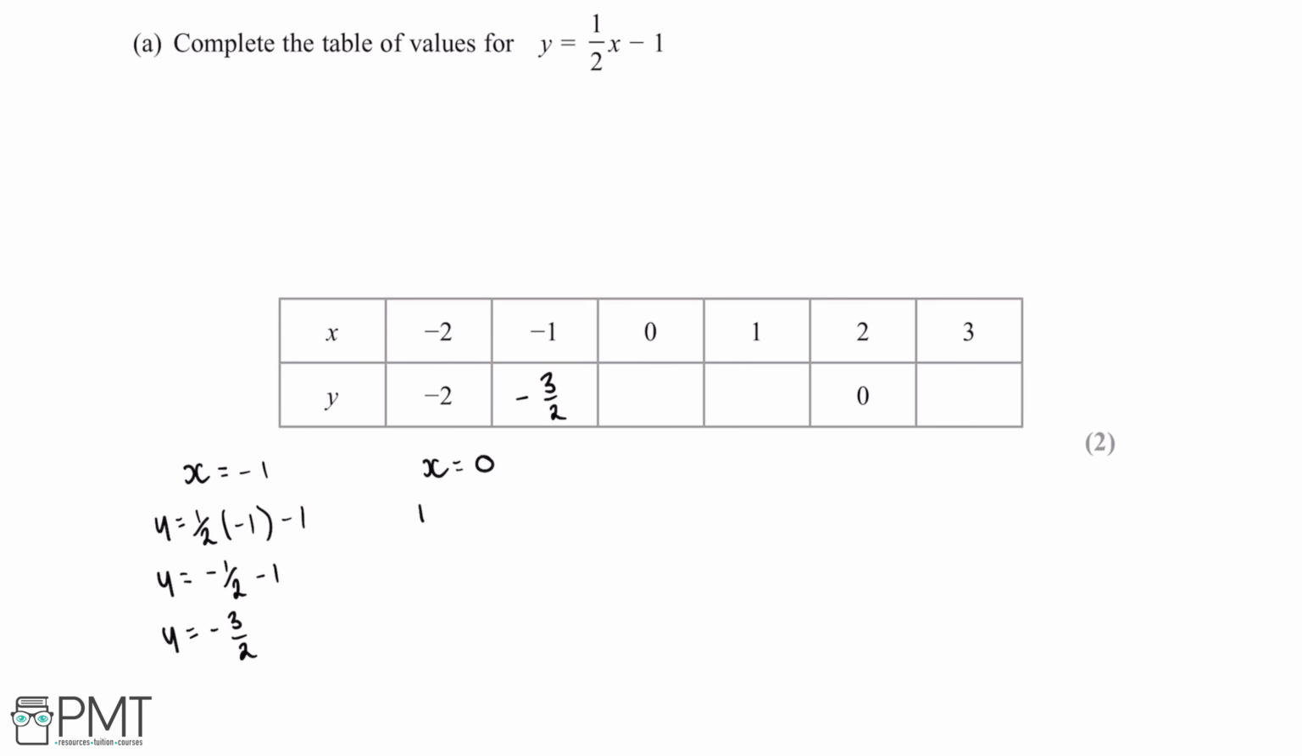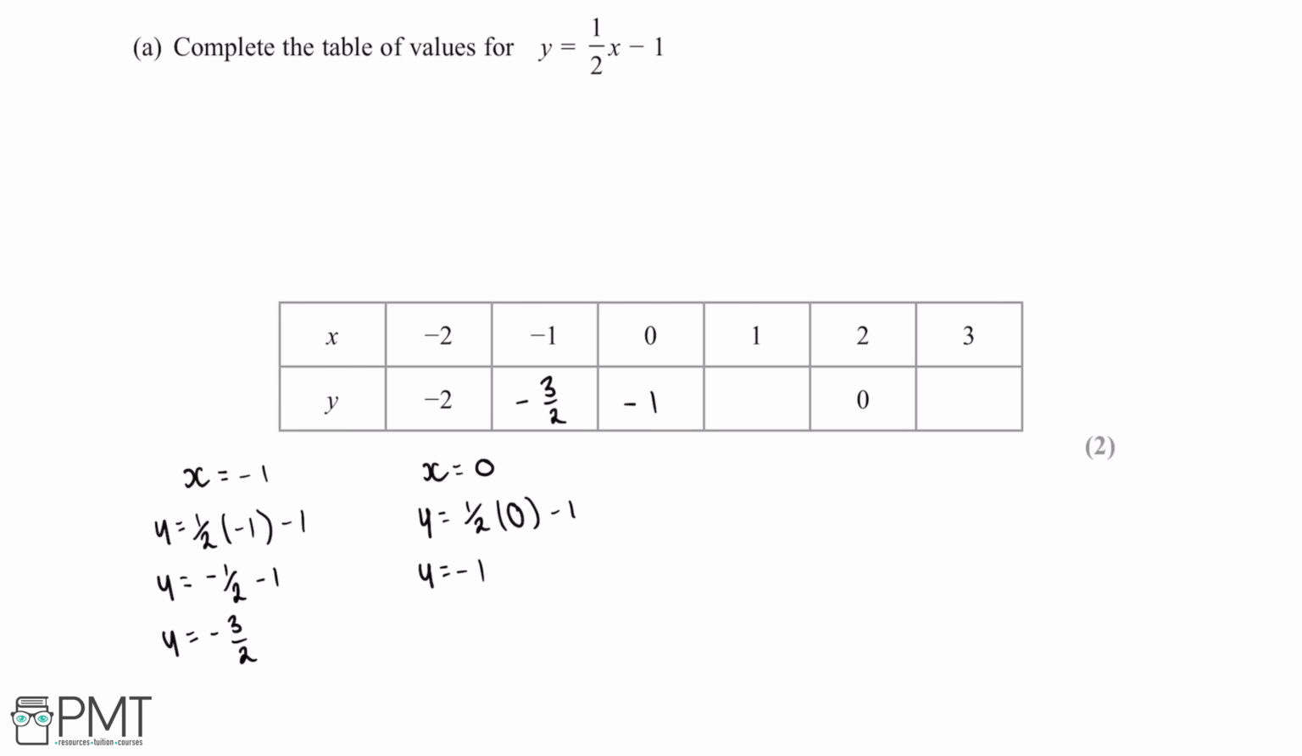Next we can move on to when x equals 0. So when x equals 0, y will be equal to a half multiplied by 0 minus 1. Now a half multiplied by 0 is 0, so this means that y is equal to -1. Next we can move on to x equals 1. When x equals 1, y will be equal to a half multiplied by 1 minus 1. A half multiplied by 1 is a half, and then a half minus 1 tells us that y is equal to -1/2.